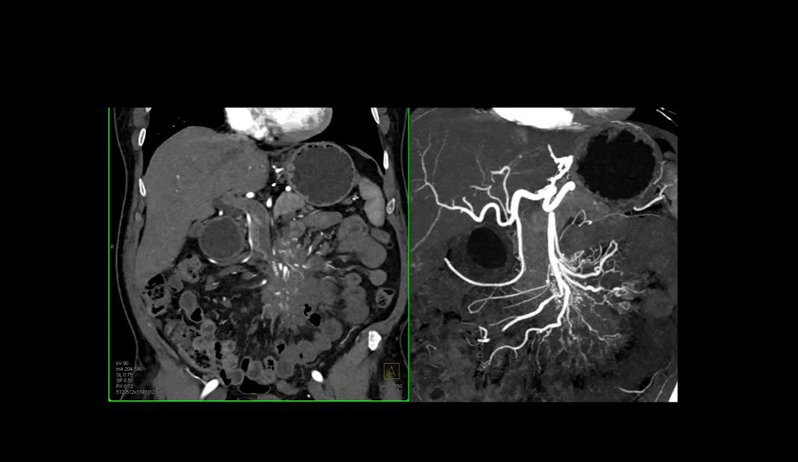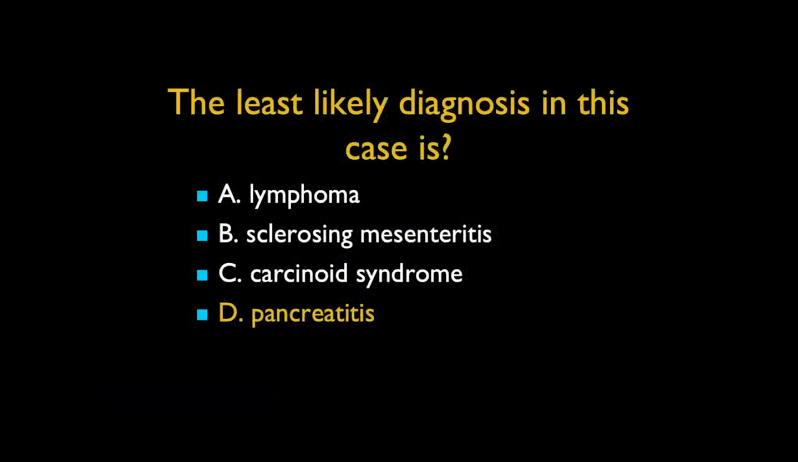But the one thing this is not is pancreatitis. Pancreatitis can extend down into the mesentery. You could see displacement of vessels, but the inflammation of pancreatitis looks different. This is more solid. This, in fact, as I mentioned, was sclerosing mesenteritis, and the least likely diagnosis would be pancreatitis.